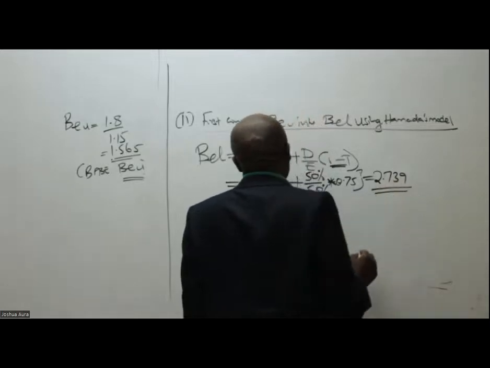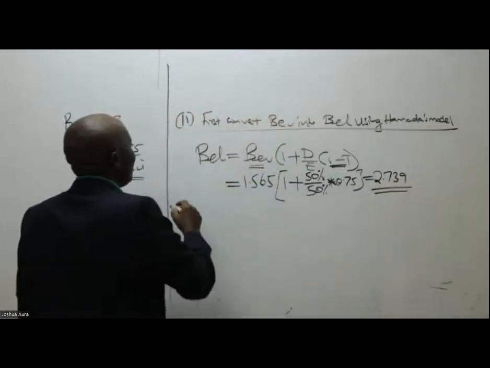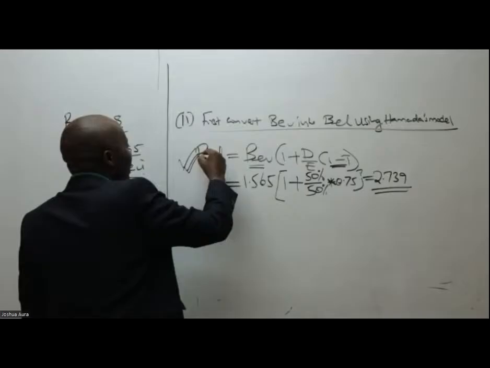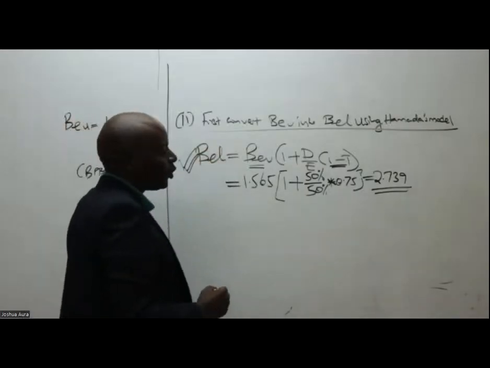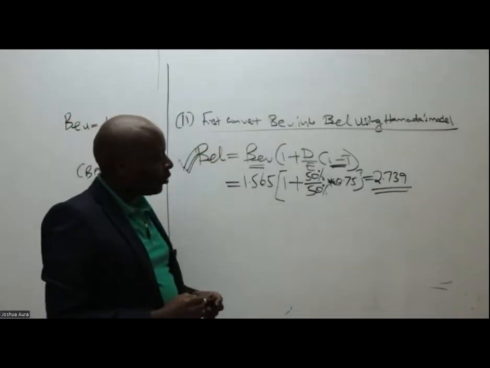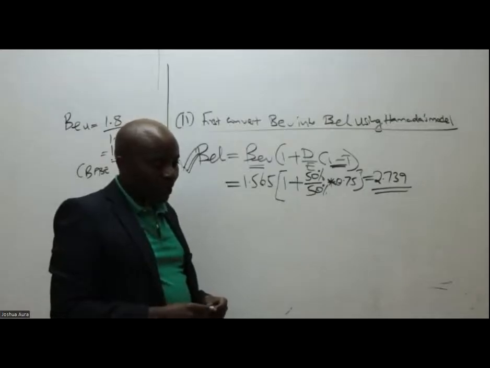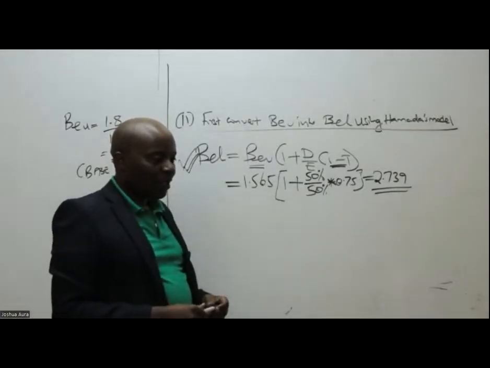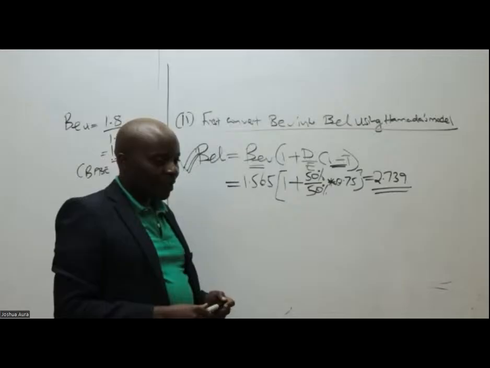2.739 like that. Now, having gotten this BEL, having worked this out with Hamada's model, what do you think will be the next step? Naomi is getting quite a different answer.